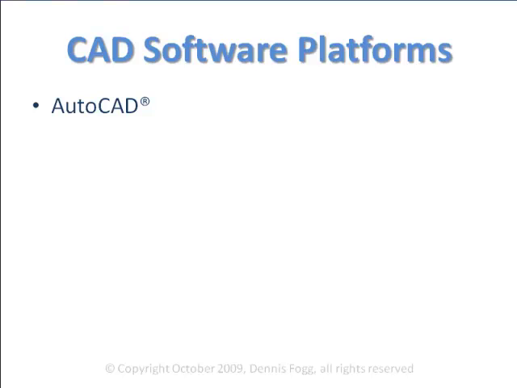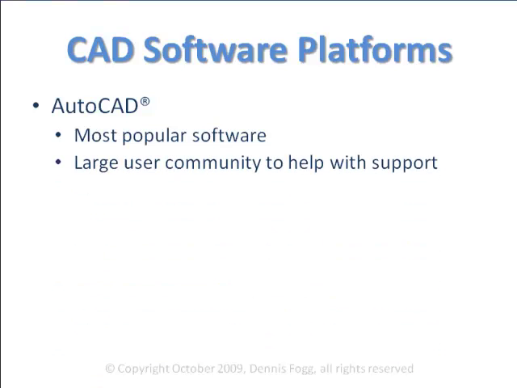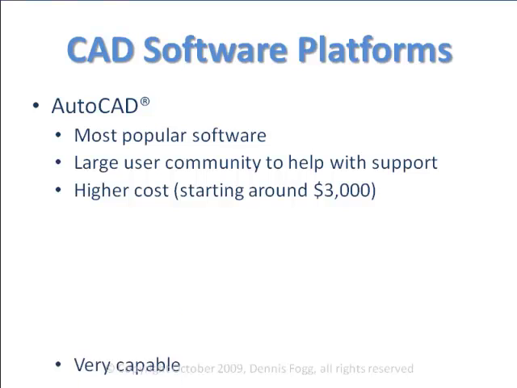AutoCAD is by far the most popular. AutoCAD has a very large user community which can be a very useful tool for any support issues that might come up. There are internet sites devoted to helping users find solutions to specific issues, and they have the advantage of being free. AutoCAD does have a higher purchase price, and depending on the version you purchased, can be several $1,000s per seat. But you'll find it to be a very capable platform. Most users will not use all of the features offered by the software.